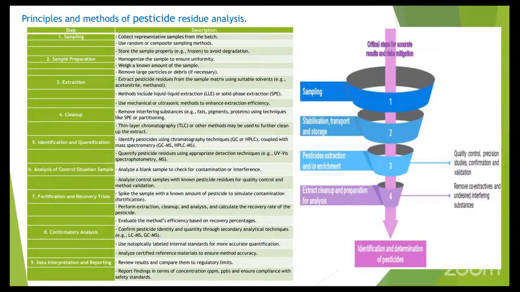So you have to use certain qualitative and quantitative methods to know the pesticide residues and to analyze them. And the objective of pesticide residue analysis is to study the kinetics of pesticide disappearance and to study the pesticide dissipation pattern in or on the plant. So you have to do sampling, sample preparation, extraction, cleanup, identification and quantification, analysis of the control samples, fortification and recovery trials, confirmatory analysis, and data interpretation. So the identification and determination of pesticides has to be done using all these parameters.